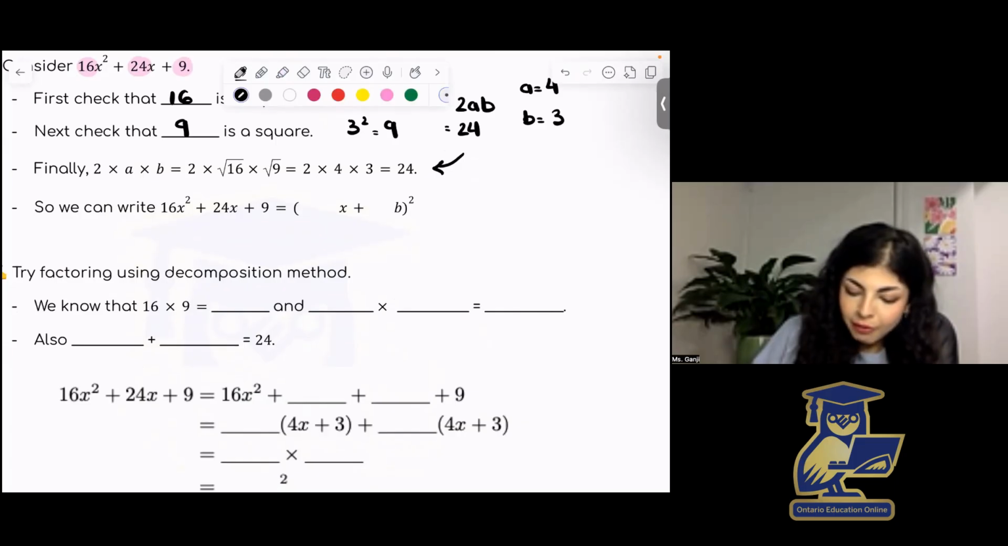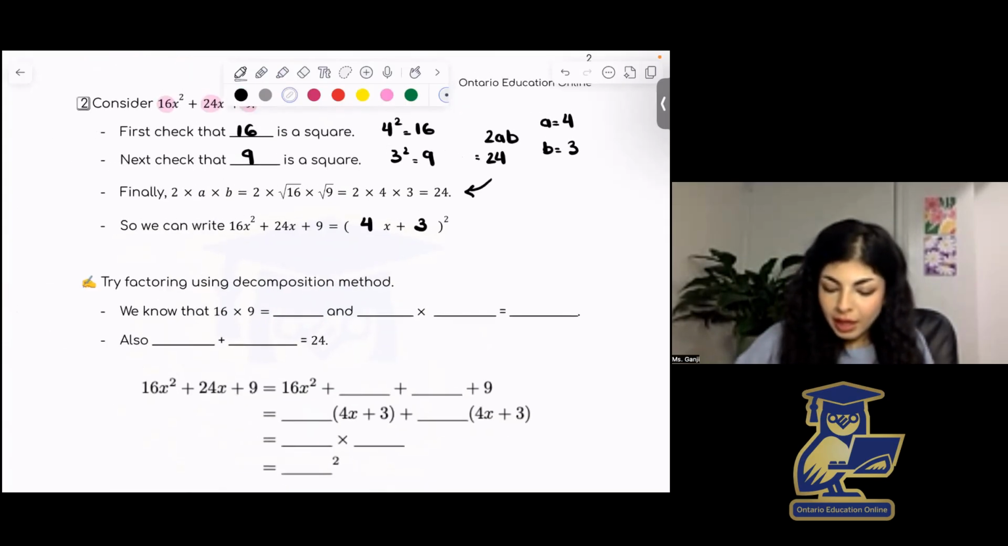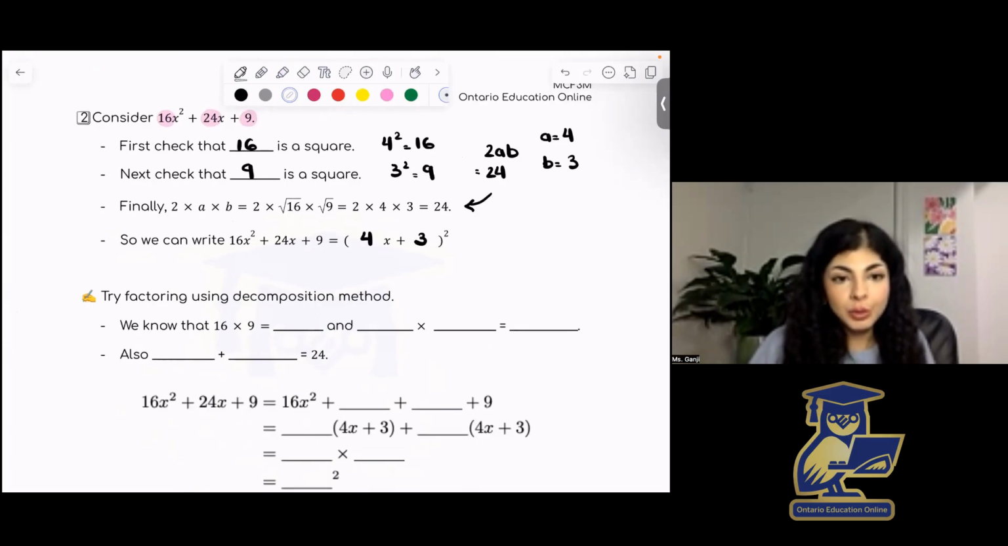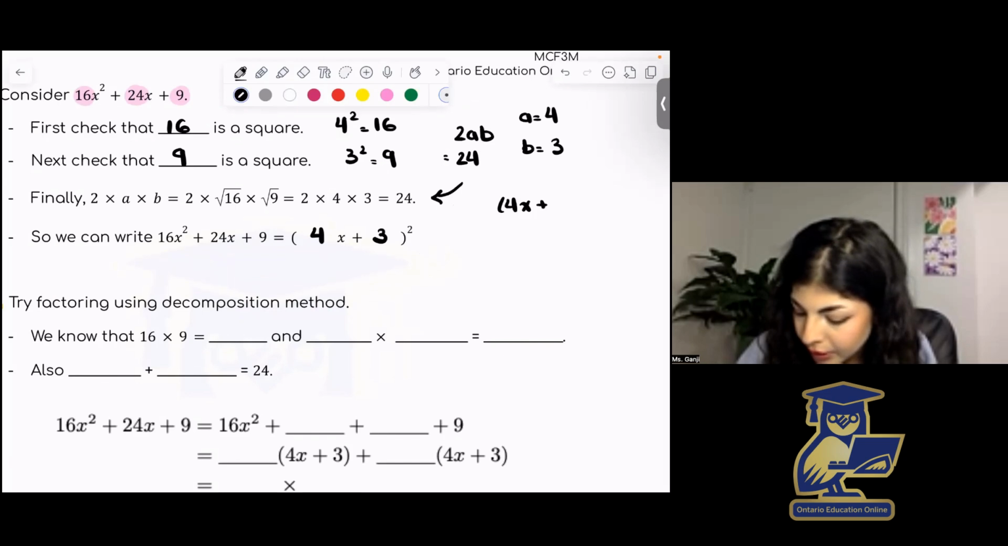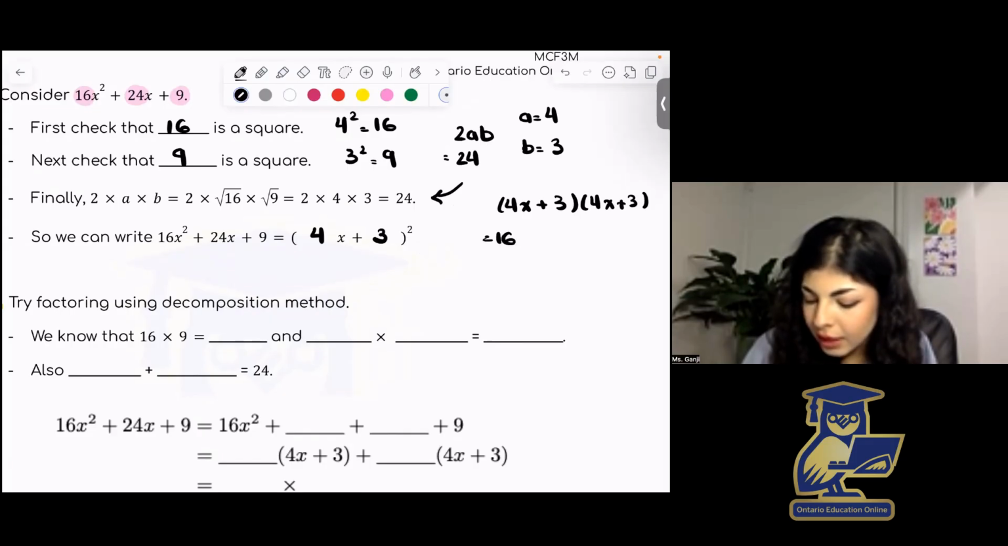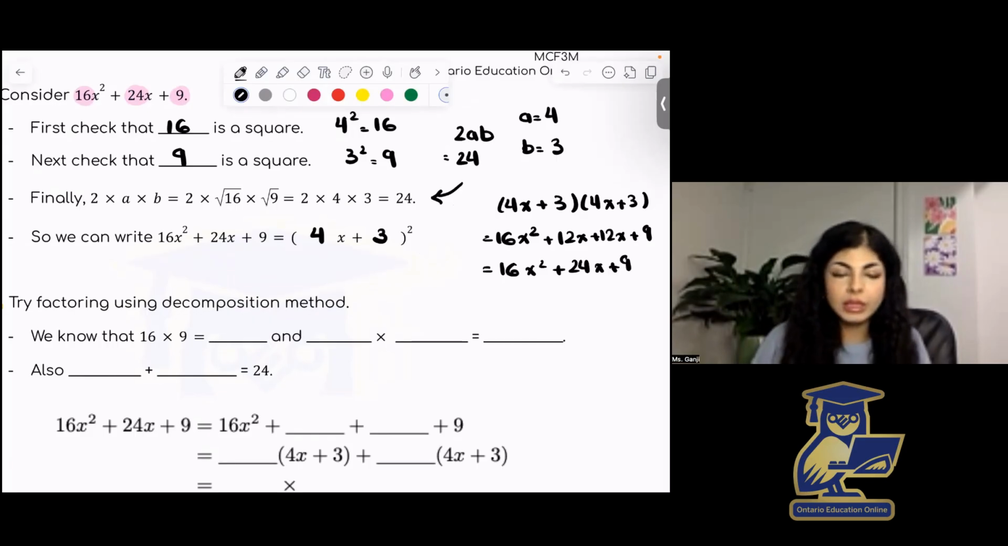So here we will have 4x plus 3, and the whole thing squared. And again, you can try now expanding this. Maybe I'll just show you this one as an example. 4x plus 3, 4x plus 3. We will get 16x squared. Our middle two terms are going to give us 12x plus 12x, and finally a 9. And so we have 16x squared plus 24x plus 9, which is our original expression.